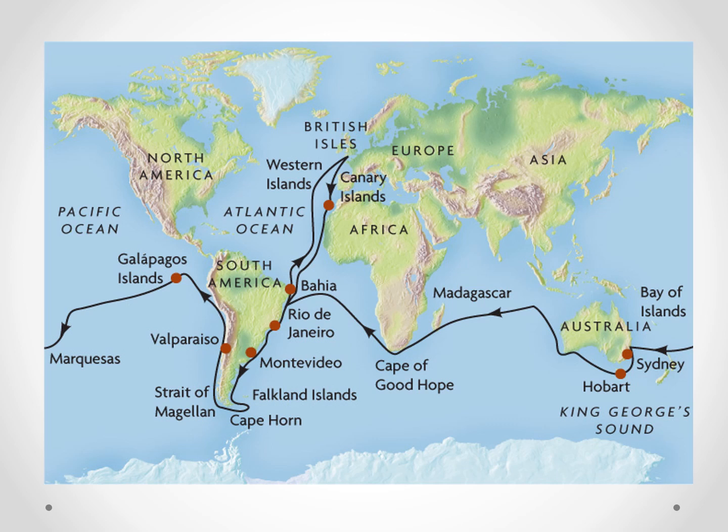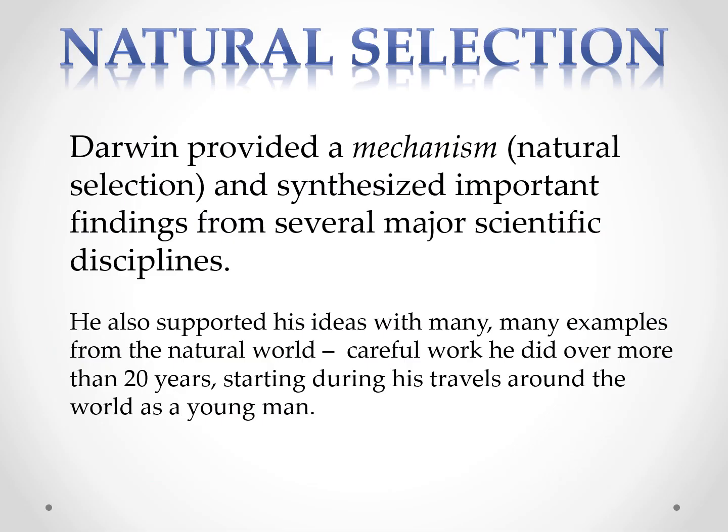Essentially he gathered data from many different environments throughout the world and came up with the concept of natural selection. He provided a mechanism and synthesized important findings from all of those major scientific disciplines that we talked about previously in this lecture. He also supported his ideas with many, many examples from the natural world. He did careful work over more than 20 years, starting during his travels on the HMS Beagle around the world as a young man. It's not like he came back from his voyage as a science officer on the Beagle and immediately wrote it up. He had the idea, but he was careful about how he went about publishing and writing about it. It took him over 20 years to culminate his research and actually begin to publish it.